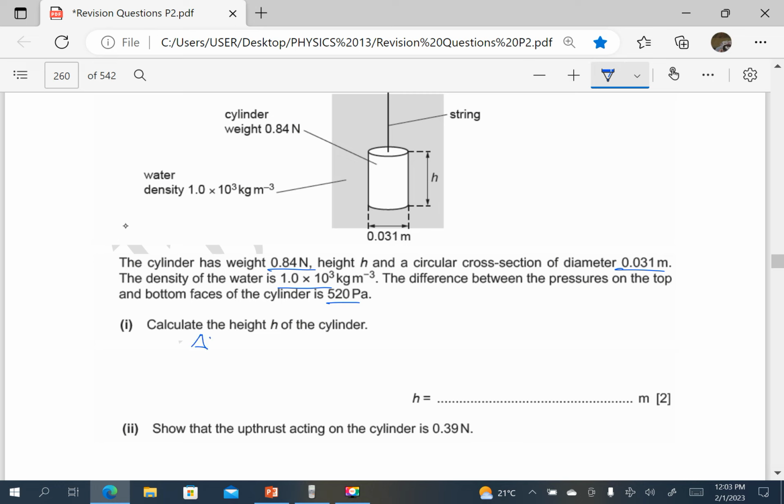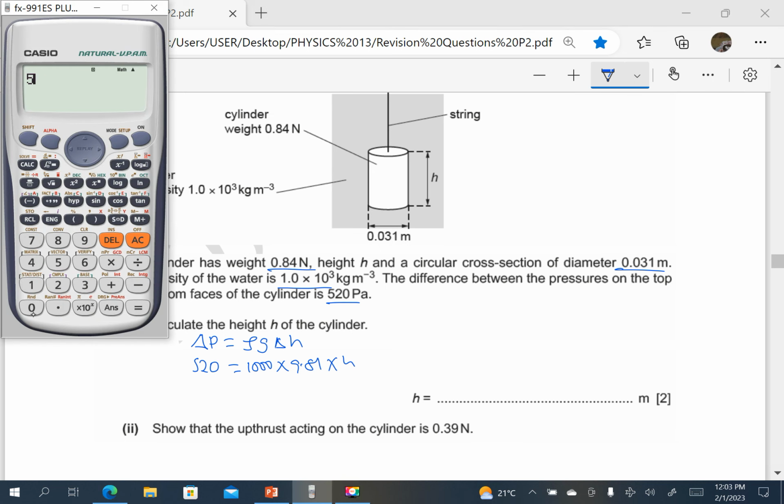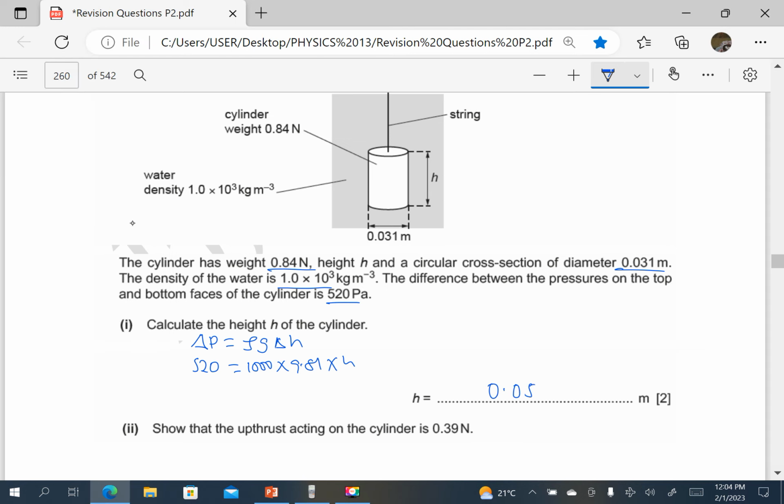So we know that difference in pressure is equal to density times g times difference in height h. So 520 is going to be the density, which is 1000 for water, times g, which is 9.81, then times h. So you can find h: 520 divided by 1000 times 9.81. That gives us 0.053.